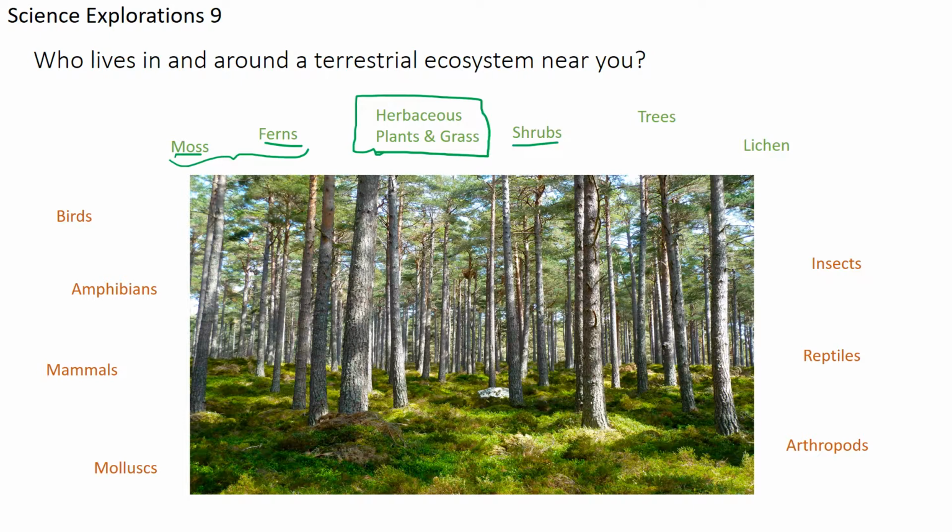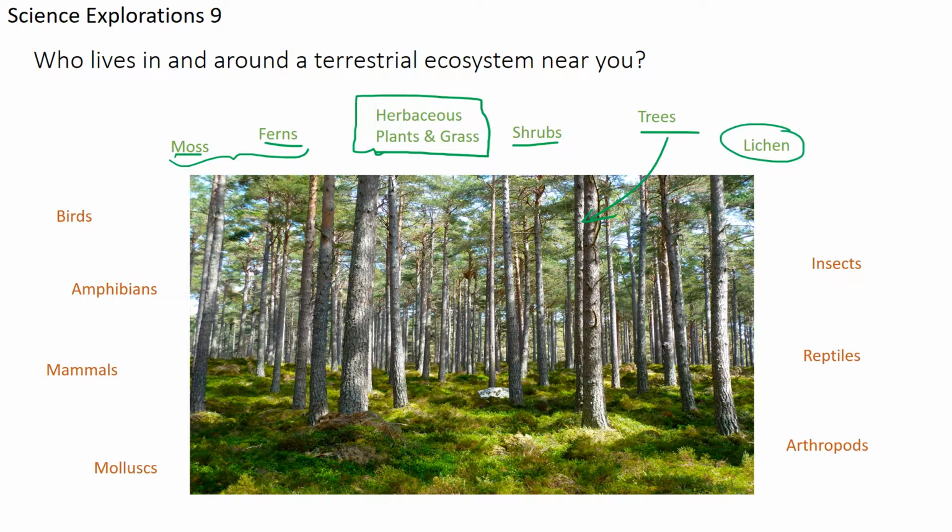There are also shrubs. These are shorter plants that have stems that are made of wood, and trees. These are, as you can see in the picture below, what people think of when they think of forests. So these are the main producers in our terrestrial ecosystems.